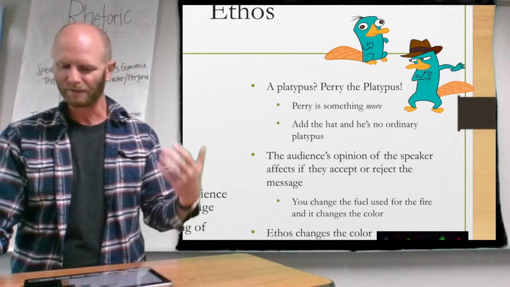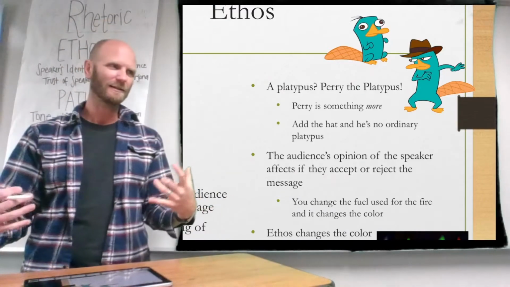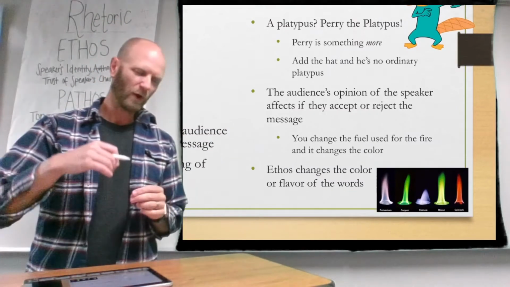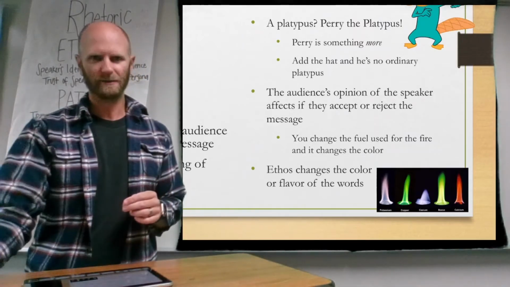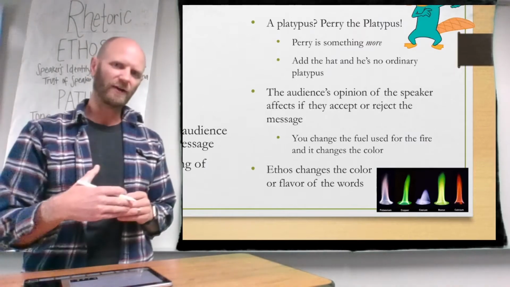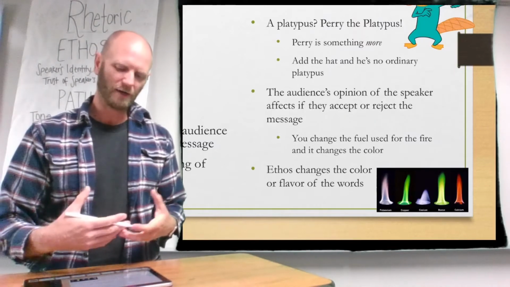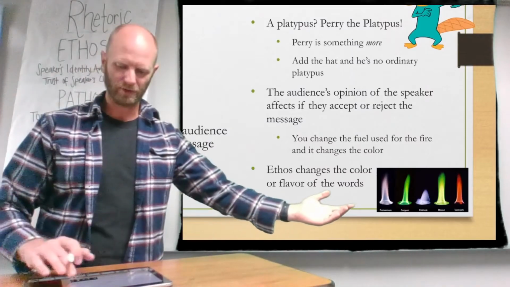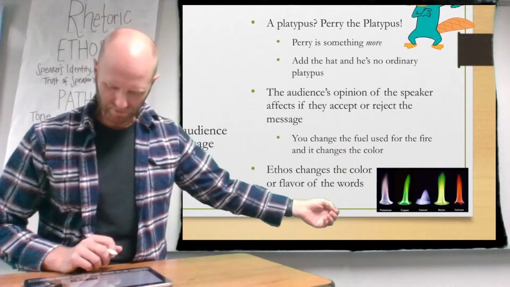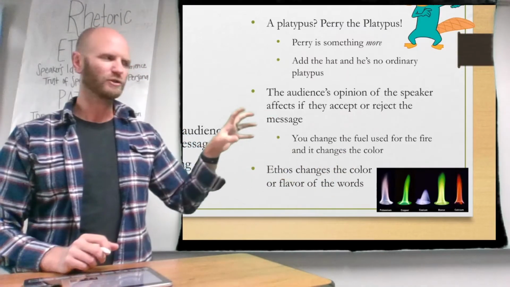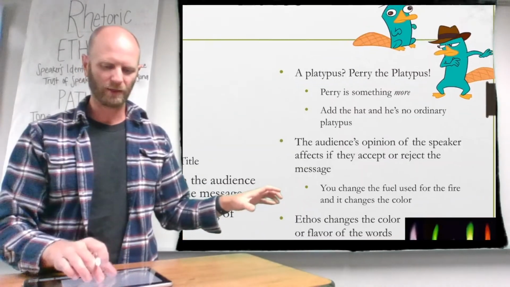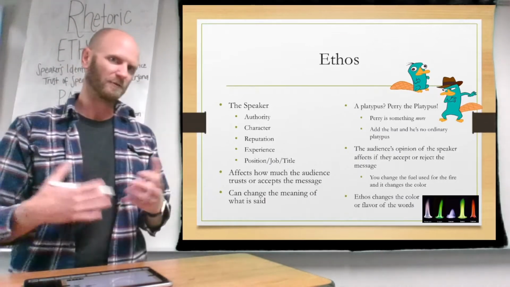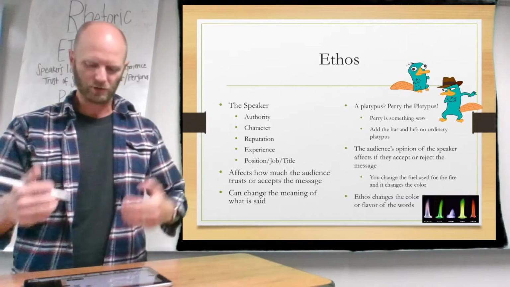Perry's not just a platypus, right? He's something special, he's something more. You add the hat, and he's no ordinary platypus. So as the audience, how you perceive them, how you view the person affects what you see them as. And again, going back to my fire analogy, the speaker is sort of like the fuel in the fire. You change the fuel in the fire, whether you're burning potassium, copper, cesium, boron, calcium, whatever is burning changes the whole nature of the fire. And again, same with ethos. In a rhetorical situation, who the person is, the ethos they have, the perception, changes the whole nature of that relationship with the audience.